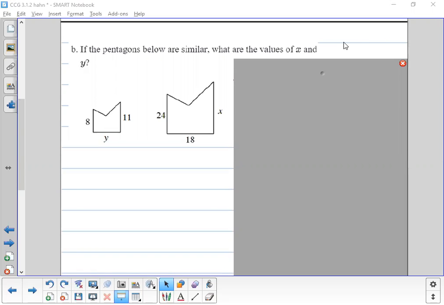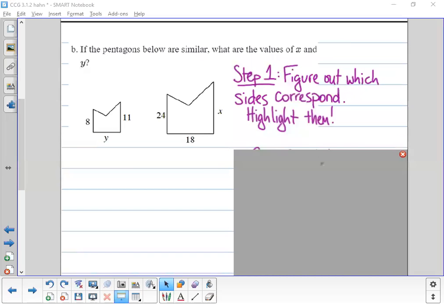So I recommend, as you're copying down your right side notes, that you don't just copy down the work I do, but also copy down my annotations. So here's what I mean by an annotation. I wrote step 1: I'm going to figure out which sides correspond, and then I'm going to highlight them.